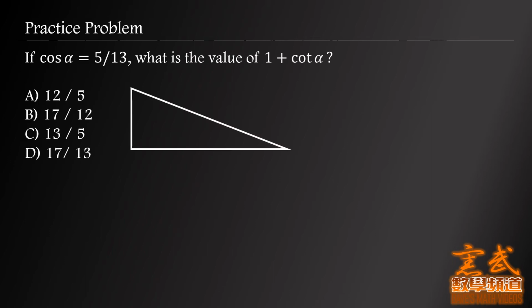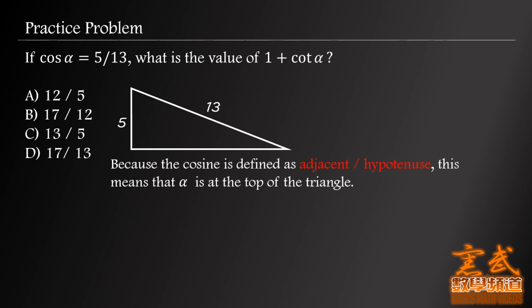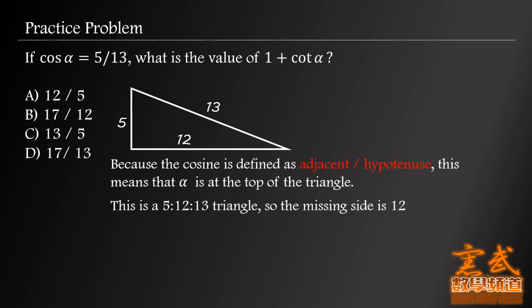It's always good to draw some kind of diagram if you have the time. In this case, we can label the shorter side 5 and the hypotenuse 13. Because the cosine is defined as adjacent over hypotenuse, this would mean that the angle alpha is at the top of the triangle. And we can clearly see here that this is a 5, 12, 13 triangle, so that the missing side has a length of 12. Because the cotangent is defined as the adjacent over the opposite, this means that the cotangent is 5 over 12.